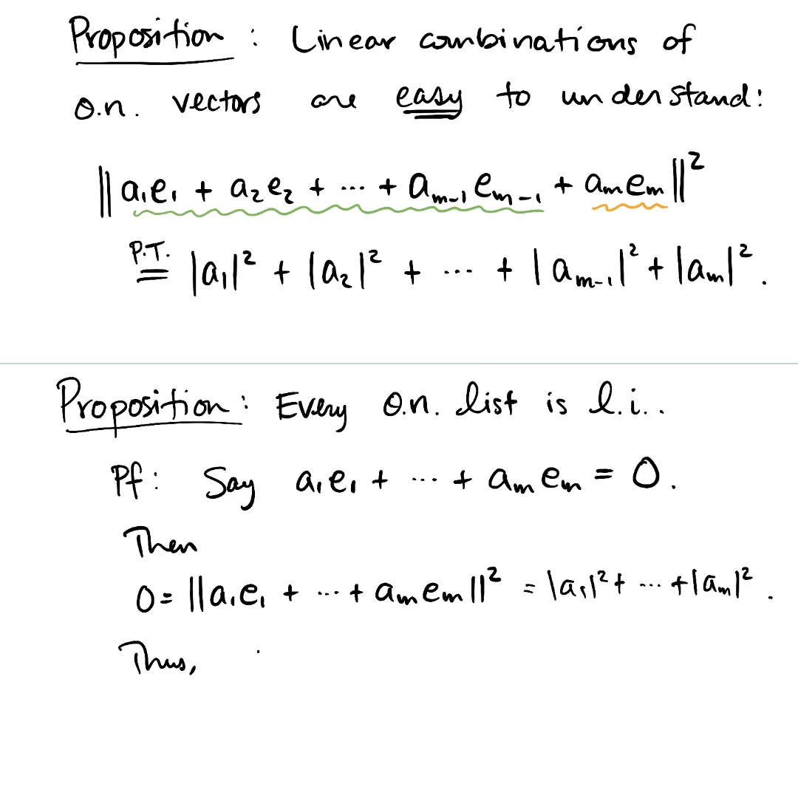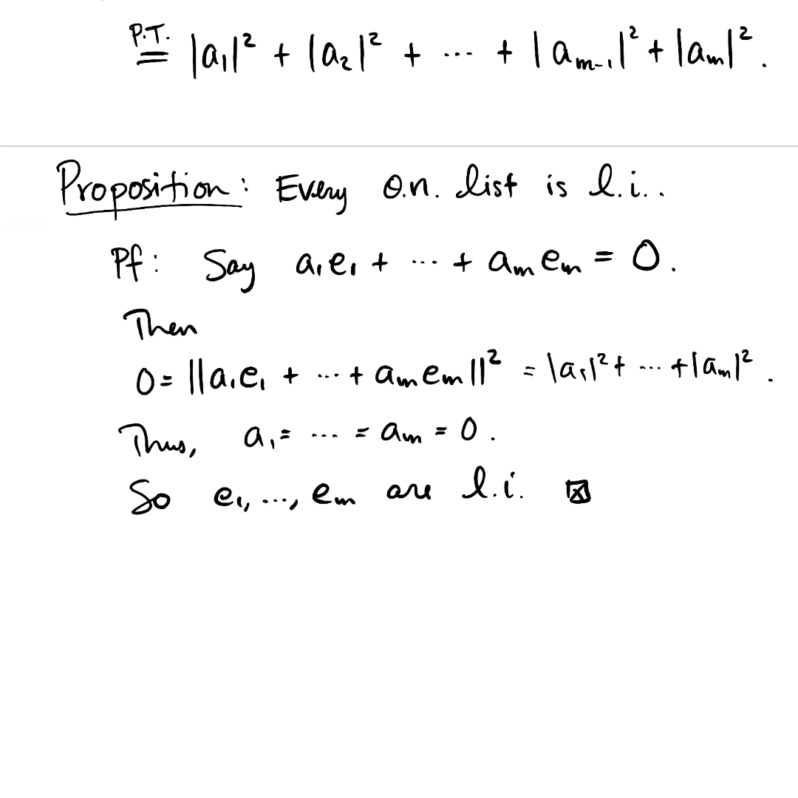Thus, a1 equals ... all the way through a_m. Those are all equal to 0, the number. Because that's the only way the sum of the squares of their absolute values could be 0. So e1 through em are linearly independent. And that's it. So every orthonormal list is linearly independent. Great to know. Okay.